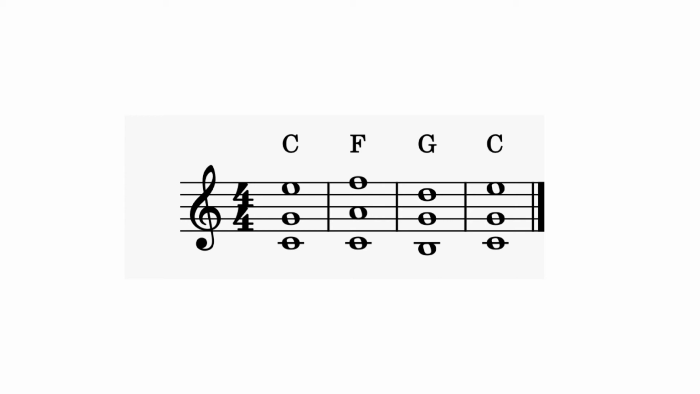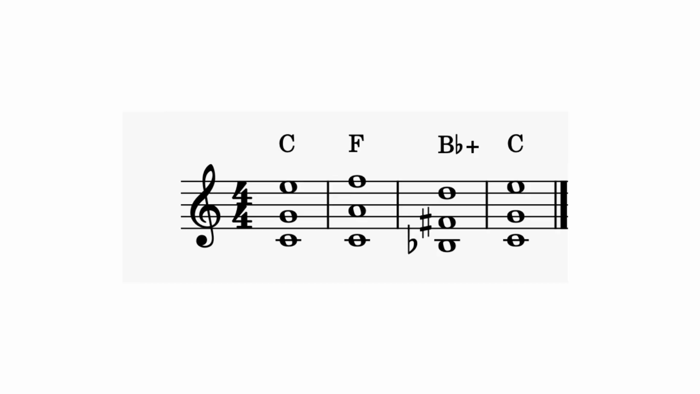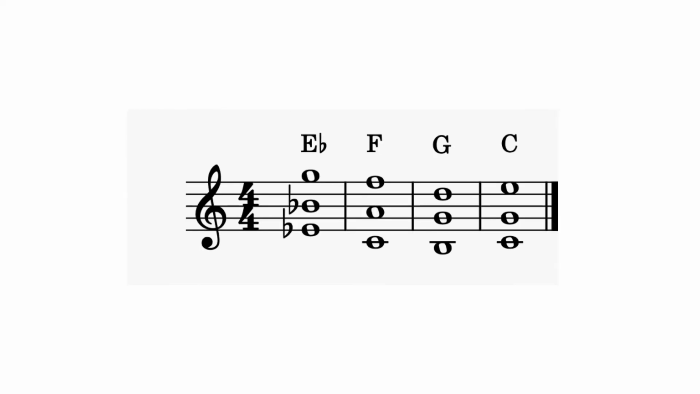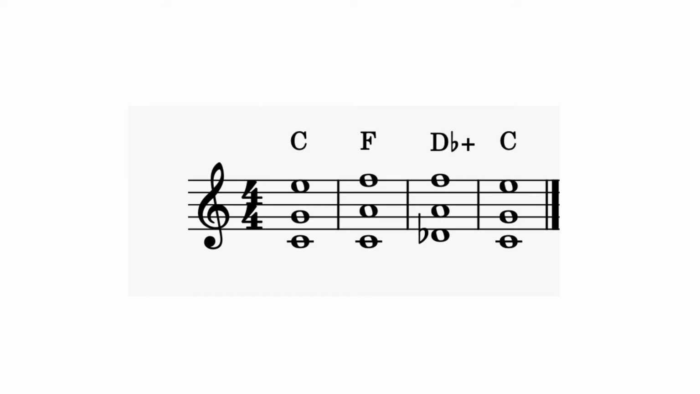So let's start by substituting B flat augmented for the dominant chord. We can also substitute each of these chords, and we can now go from D sharp diminished to B major to G augmented. Or we can substitute E flat major for the tonic chord. Or D flat augmented for the dominant chord.